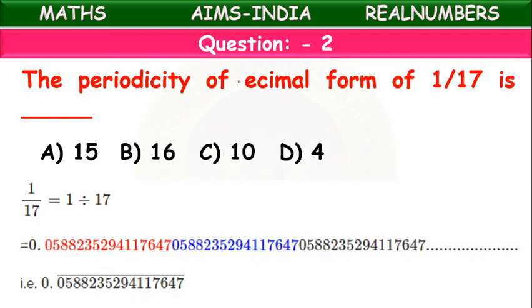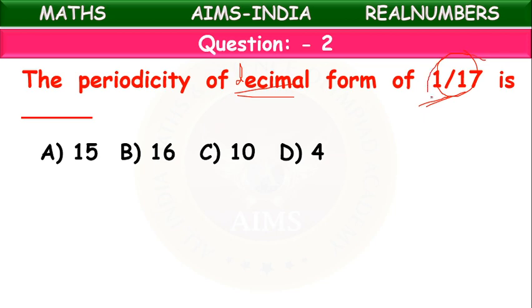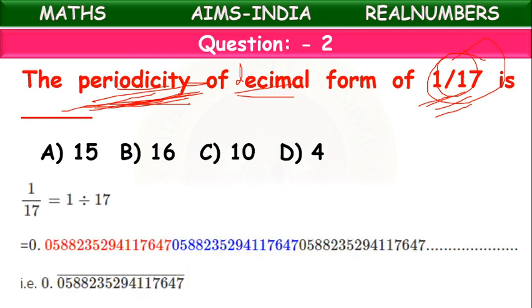The periodicity of, sorry children, the D is missing here. The periodicity of the decimal form of 1 by 17. They are asking periodicity, which means the length of the period or the number of decimal places repeating. If you do the division, you can observe this whole part will be repeating.